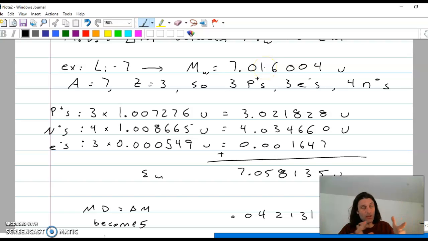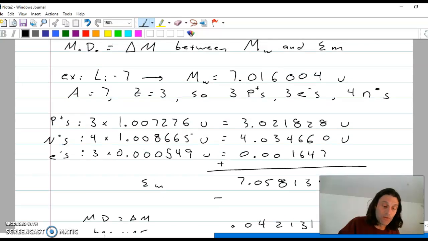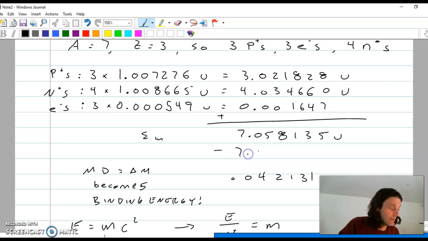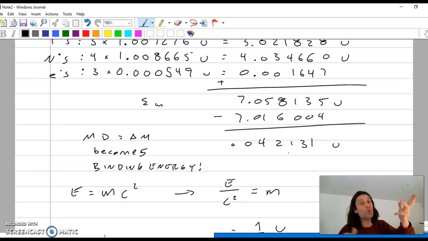So when those pieces come together to form an atom, they lose mass. Well, where does that mass go? Or actually, let me calculate the difference first. So what I'm going to do now is push the minus button. All I'm going to do is subtract 7.016004, and that difference right there, 0.042131 U's, is the difference in mass. So the mass defect is the change in mass.